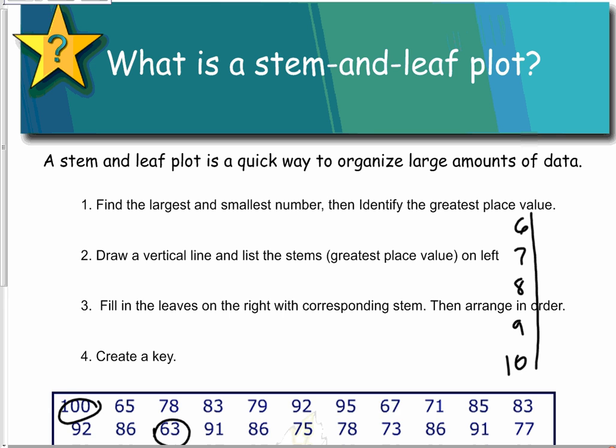And then the leaves just look like the ones digit, and you're just going to go in order from lowest to highest. So for the 60s, I've got 63 as my lowest, then 65, then a 67, and I think that's it. But then you keep going through all the 7s, all the 8s, all the 9s, finally ending with 100.